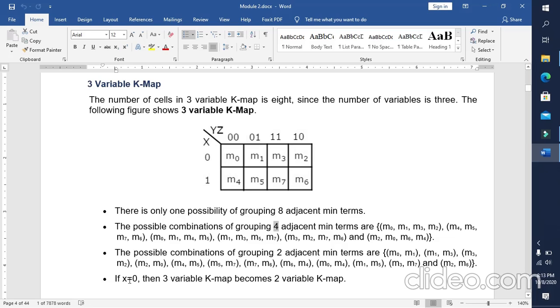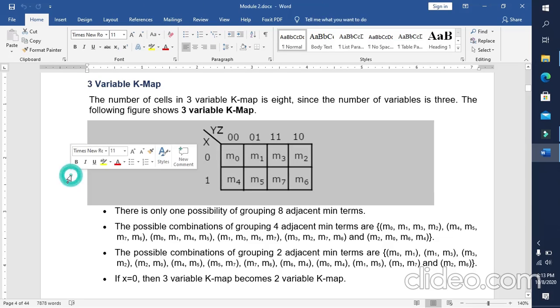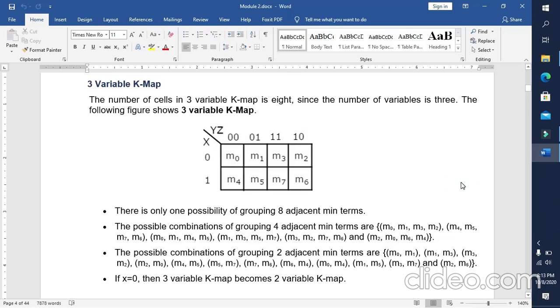So, if x is 0, then the 3-variable map becomes a 2-variable map. If there is no 0, your x is only 1, so therefore, what remains is only M4. You will only have a 2-variable K-map.